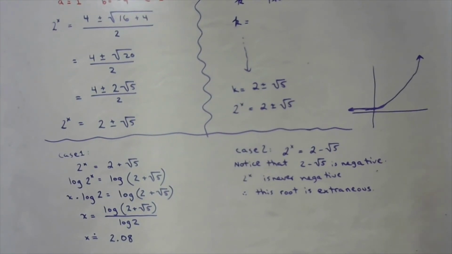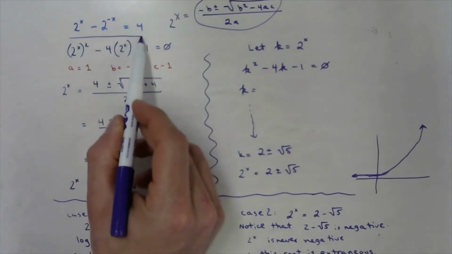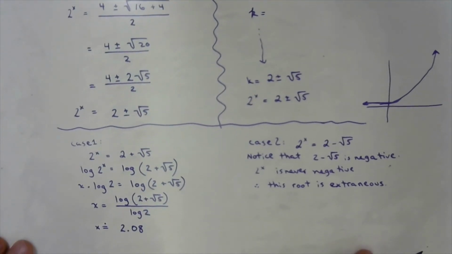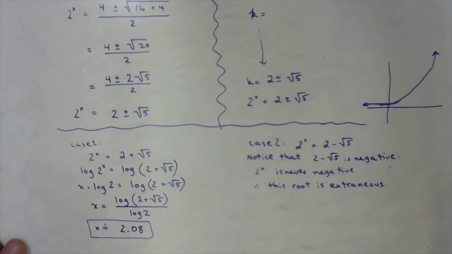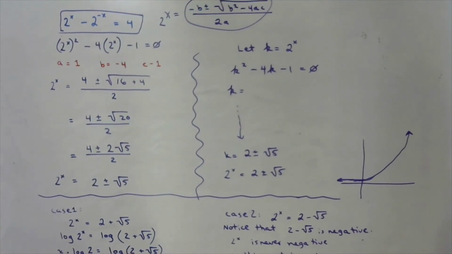So there's a single solution for our original equation. This guy was our original equation. Took a lot of work, but we got one solution for x, 2.08. And that is lesson 7.2.